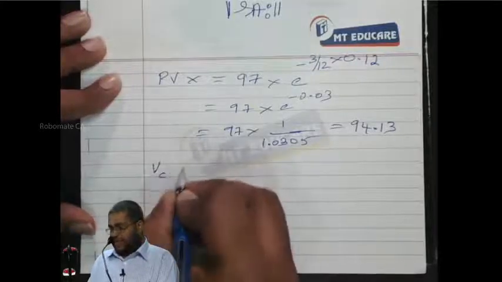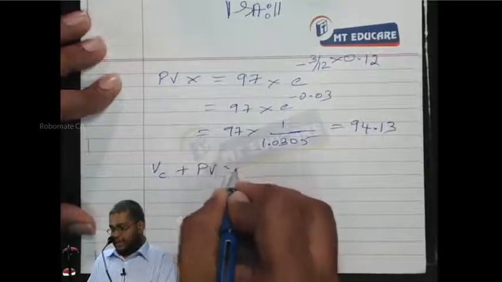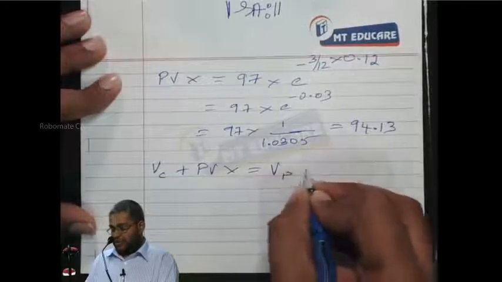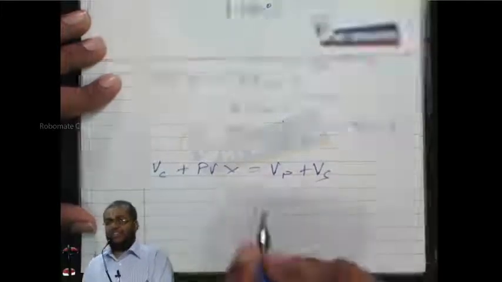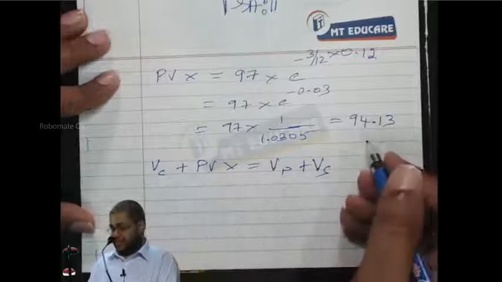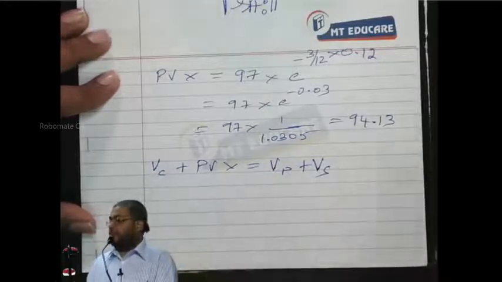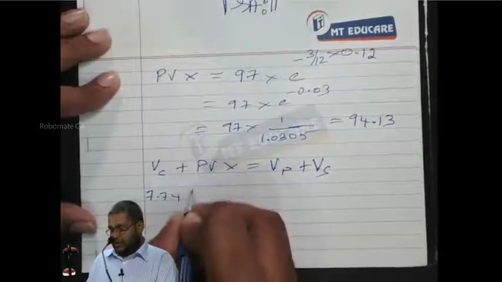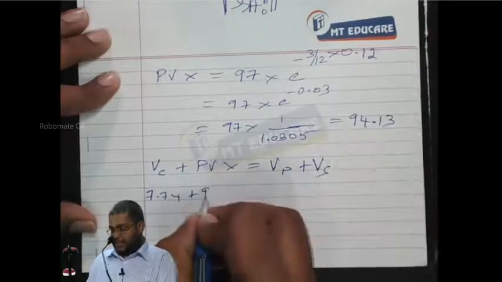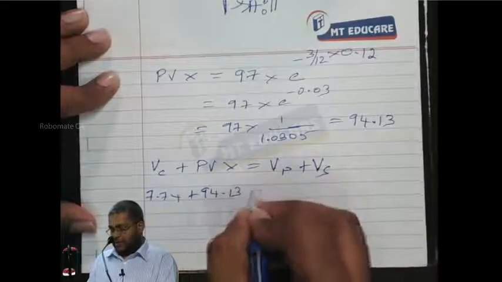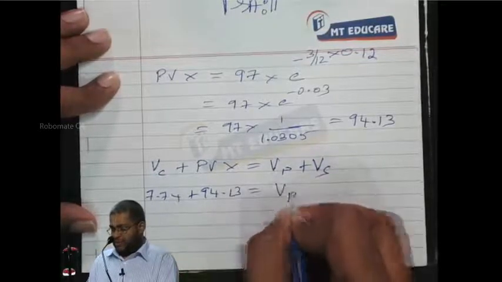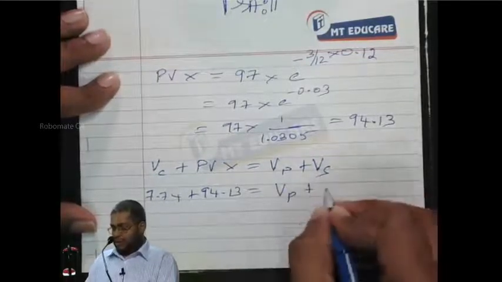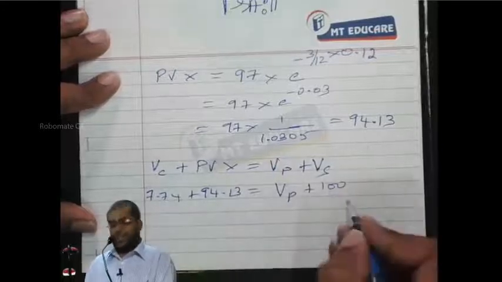Please tell me the equation. What is the equation? VC plus PV of X is equal to VP plus VS. What is the value of the call we found out? Step number 6. What is the number here? 7.74 plus PV of X, 94.13, is equal to VP plus VS. We have to find out VP. What is spot price of the share? 100 rupees.